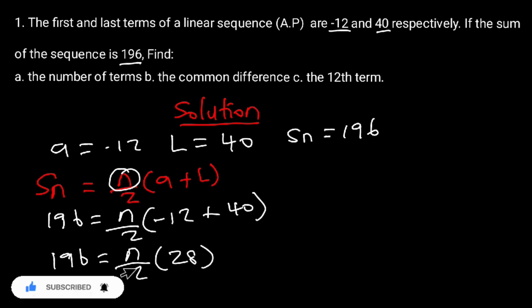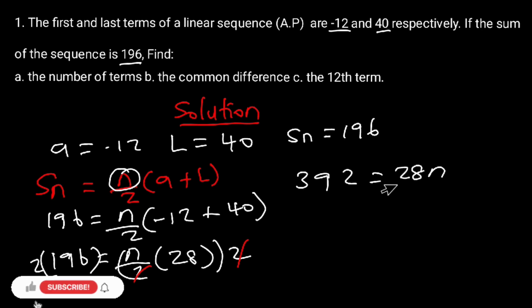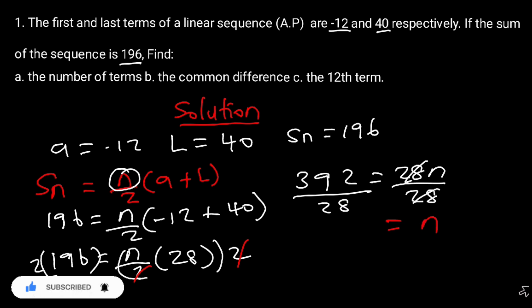Now to clear this fraction here, let's multiply both sides by 2. And this will cancel. 2 times 196 is equal to 392. Then we have equals to 28 multiplied by n. And let's divide both sides by 28. So 28 divided by 28 is 1. We have n here is equal to 392 divided by 28. So you have that the answer is equal to 14. So we have that the number of terms in this sequence is equal to 14.